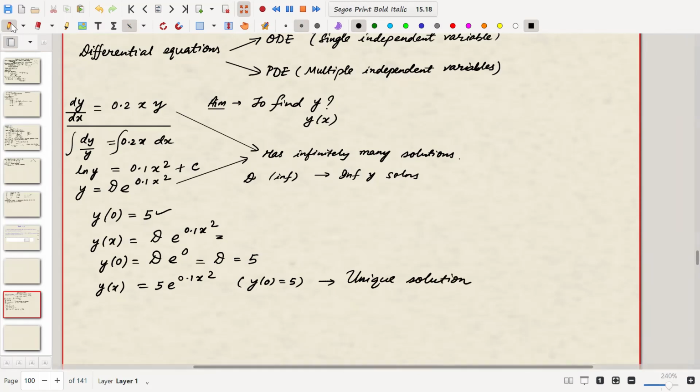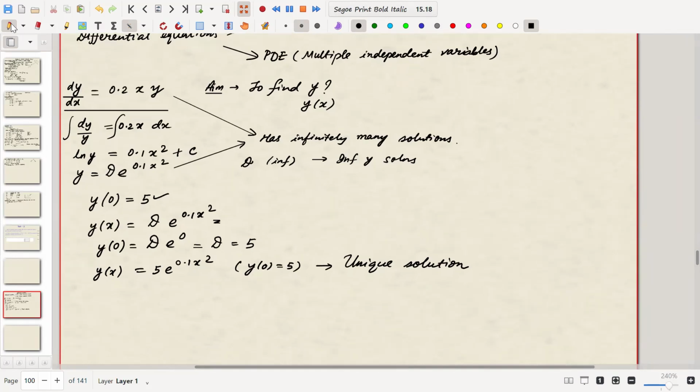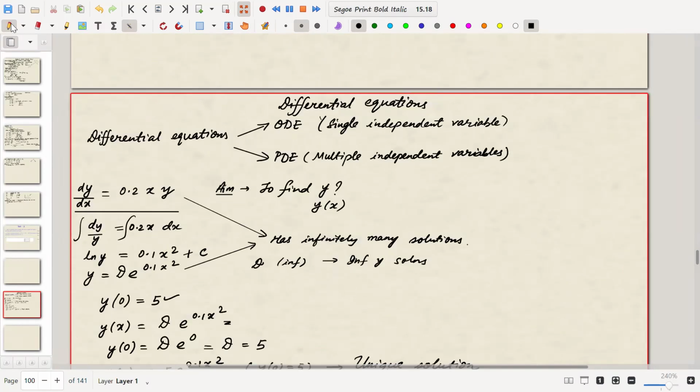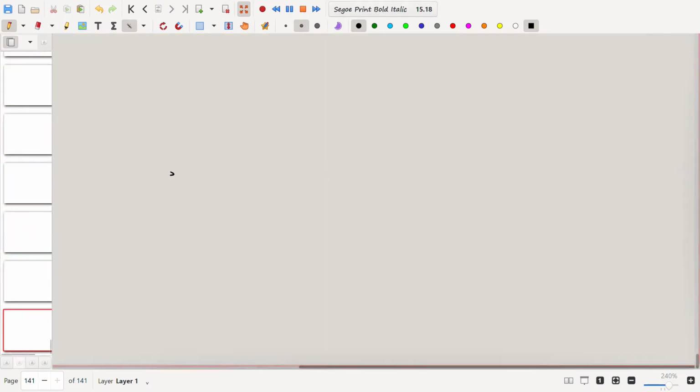Agree? Can you understand the difference between infinitely many solutions and a unique solution? So when you have an ODE, this ODE equation, what happened?